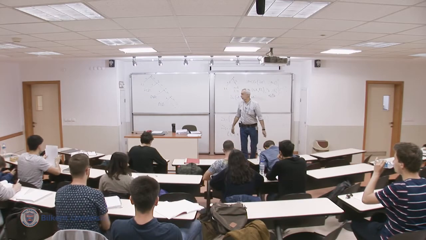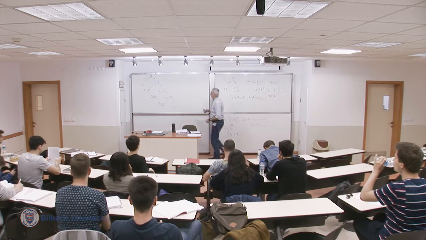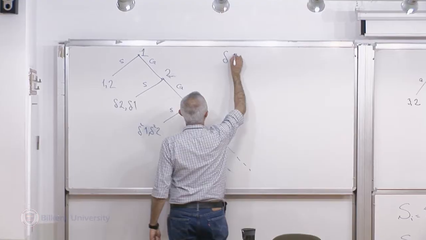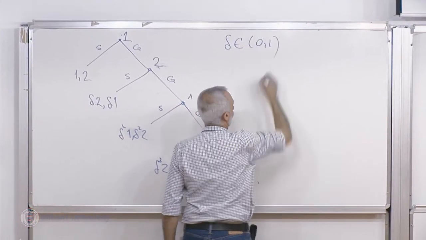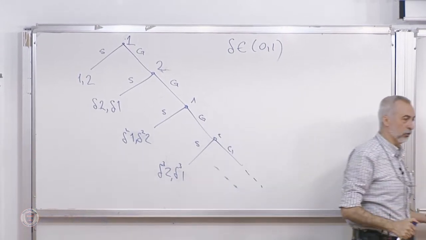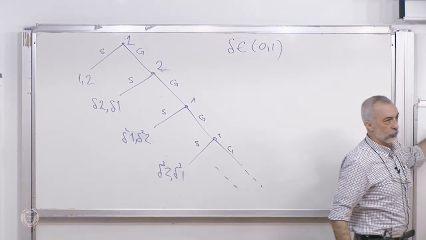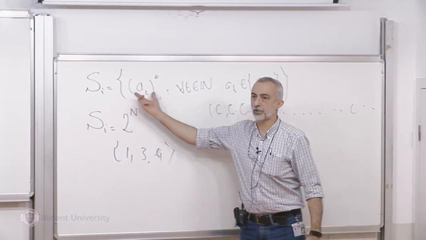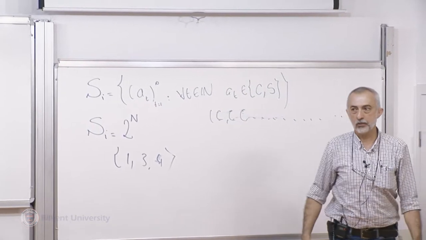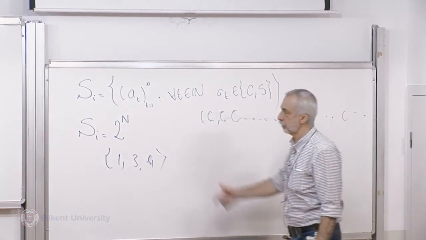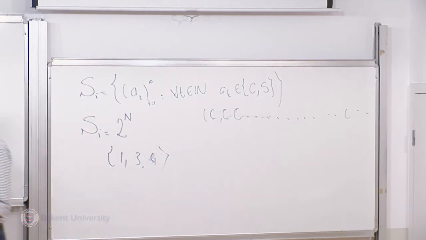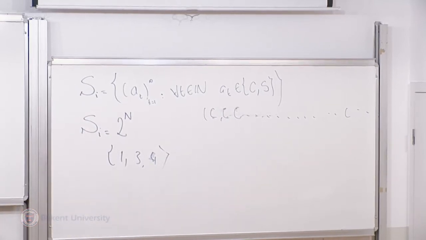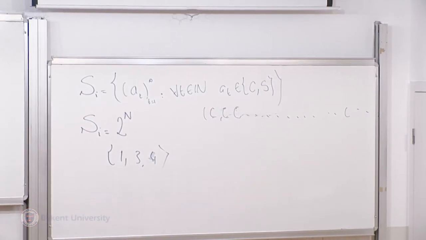So now we know what kind of an animal we're looking for. We're looking for a strategy profile, that is a pair, which consists of a strategy of player one, which is an infinite sequence of C's and S's, and a strategy for player two, which similarly is an infinite sequence of C's and S's. Okay. So, how do we find it?